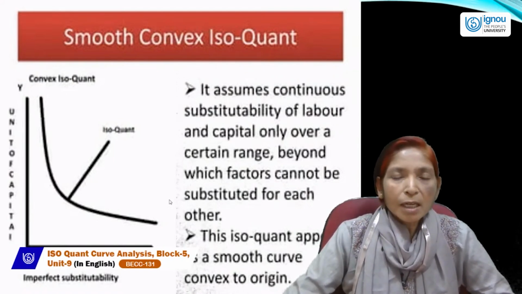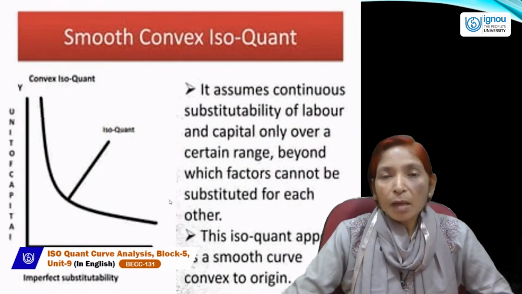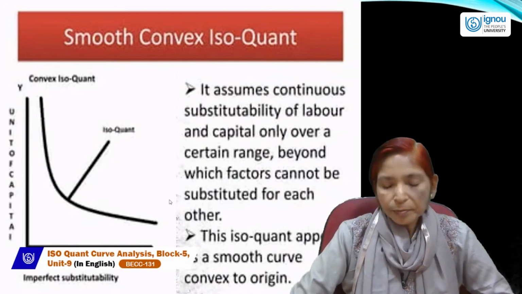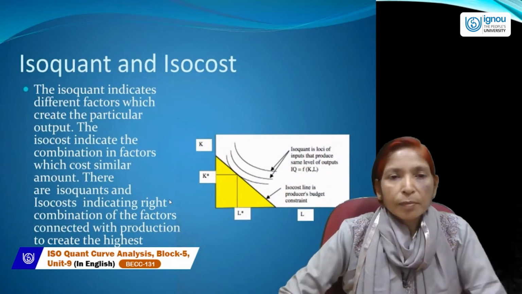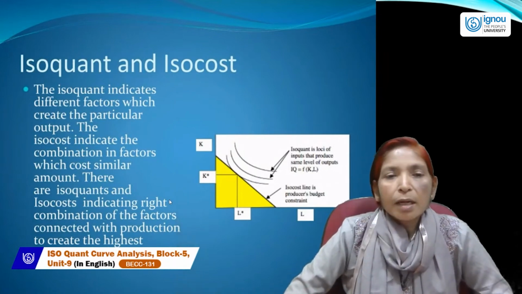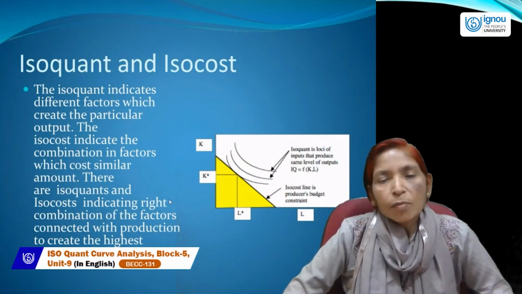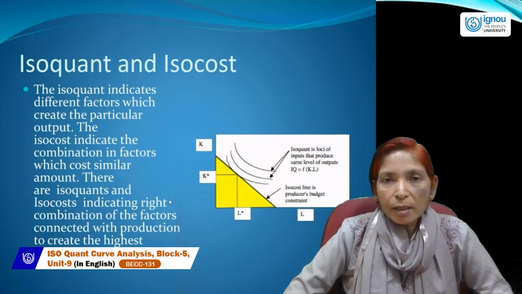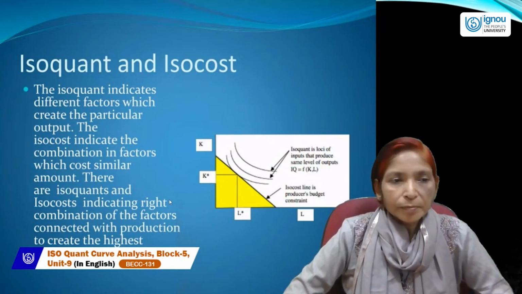But if we are taking different combinations of these two factor inputs but getting the same level of output, this is called isoquant curve. Now next is isoquant and isocost. What is the meaning of this isocost line, and how are this isoquant and isocost line both important for determining producer equilibrium or least cost combination?